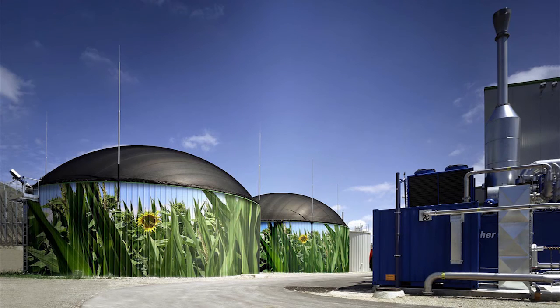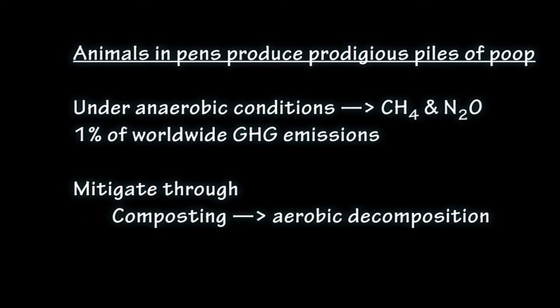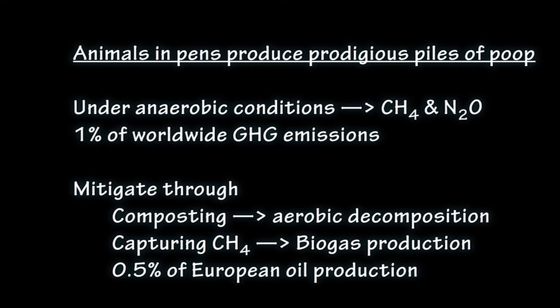Alternatively, farmers cover the manure and other organic materials to induce anaerobic conditions and capture the methane thus generated for a fuel. In Europe, during 2006, such operations produced biogas equivalent to 1.3 million metric tons of oil, or about 0.5% of European oil production, excluding Russia.